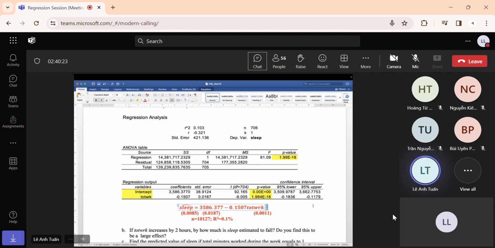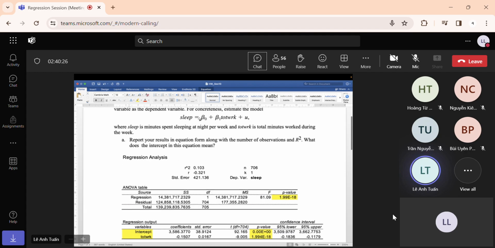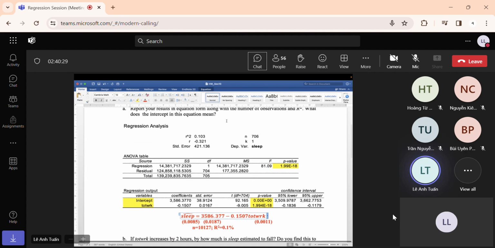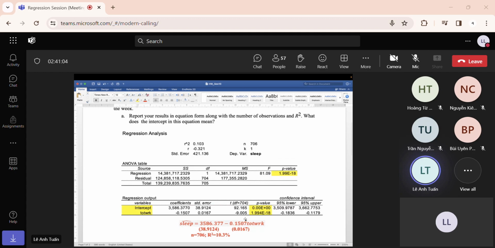So we have two variables, right? Sleep and the total work. And the coefficient and the beta 0 here. And we have the standard error for the constant and the standard error for the total work. And here we have the number of observations, and R square here is 10.3%. So this way we report the estimation result.